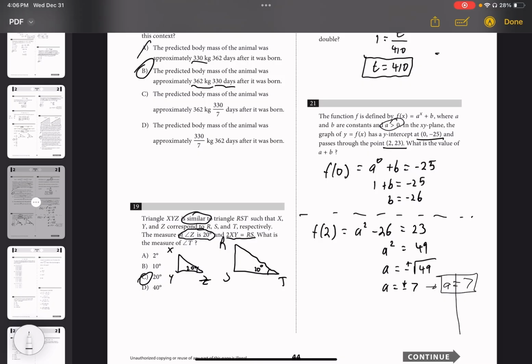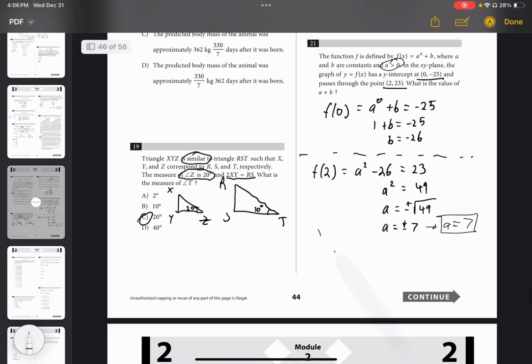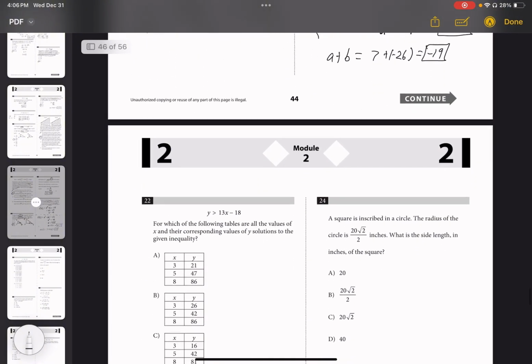So with that, we have a plus b is equal to 7 plus negative 26, which is going to give you negative 19. And that's your answer. Sorry, I changed fonts there. It's just this one's a little too bulky. So that would be your answer to that question.